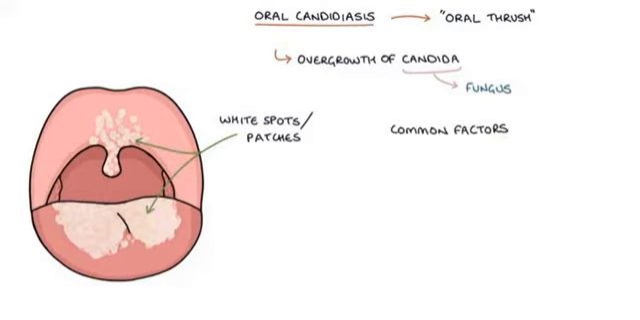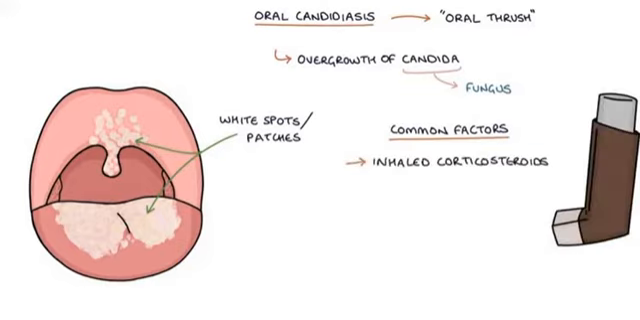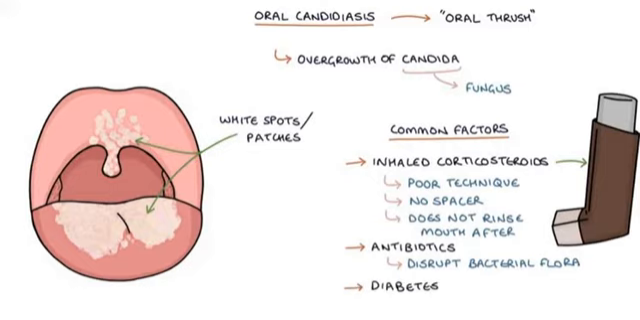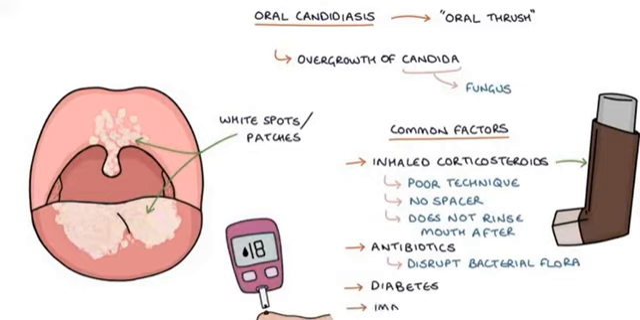Several common factors can predispose someone to developing oral candidiasis, including inhaled corticosteroids, particularly when the person who's taking the inhaled steroids has poor technique, does not use a spacer, and is not rinsing their mouth with water afterwards. Antibiotics, which disrupt the normal bacterial flora of the mouth, giving candida a chance to thrive. Diabetes, immunodeficiency, for example, HIV, or smoking.